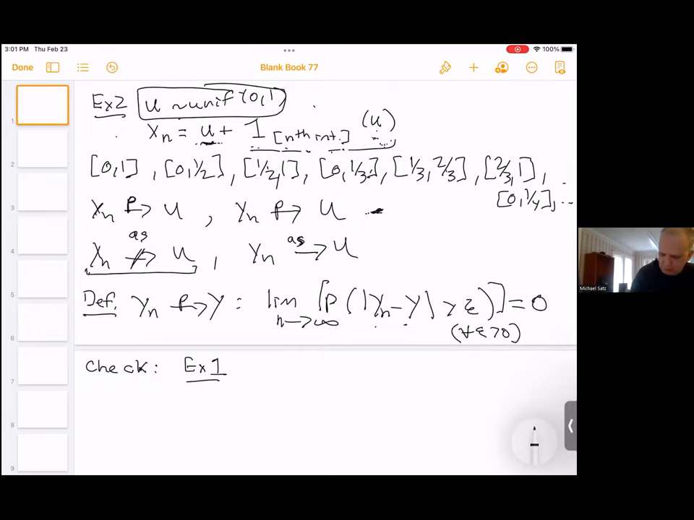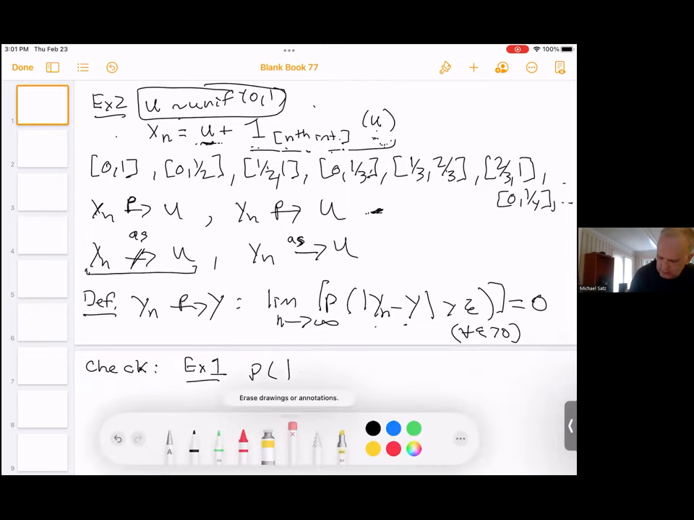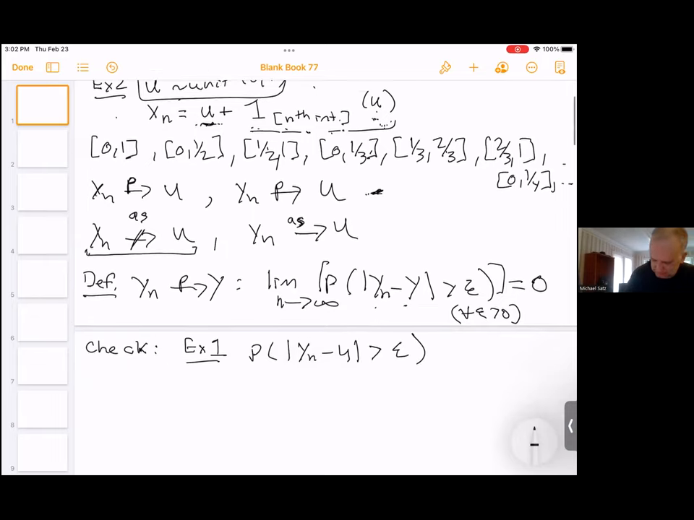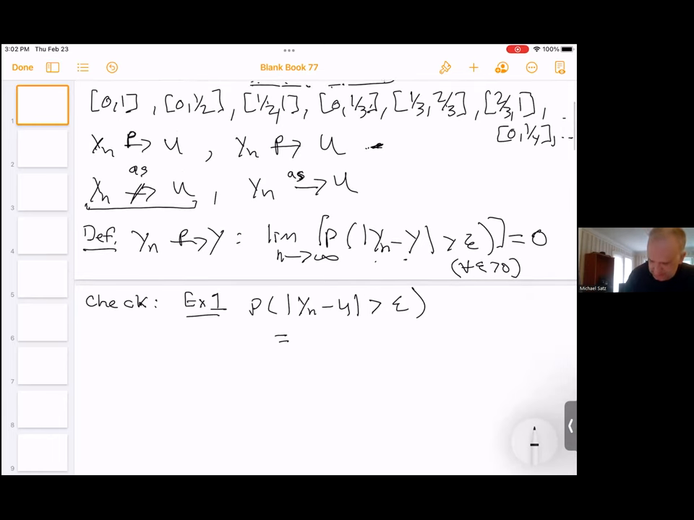So, example 1. We have the probability of the absolute value of Yn minus U greater than epsilon. Let's reduce this. You see, it's really just these little steps. This is equal to the probability of, what is Yn minus U? Go ahead and, if you want, just speak out. If you don't, it's okay. I'm just going to keep rolling. But what is Yn minus U?